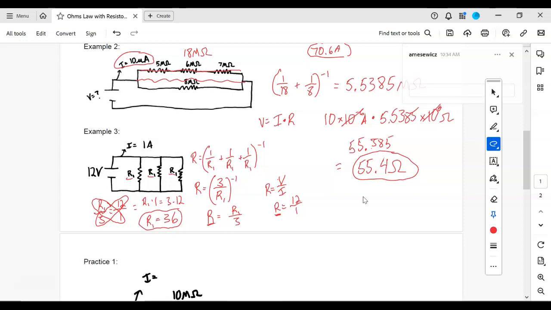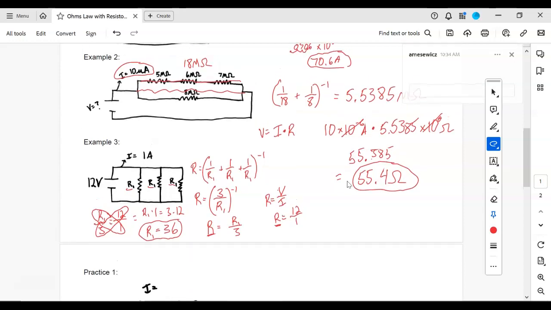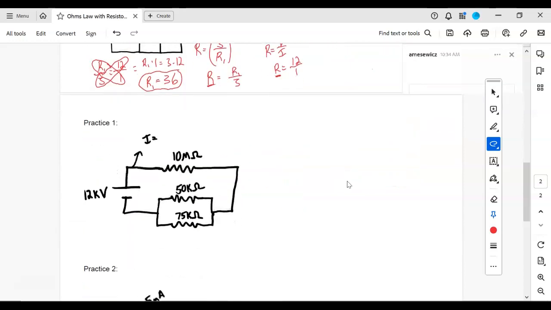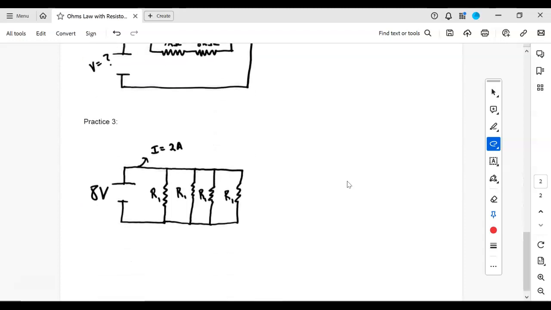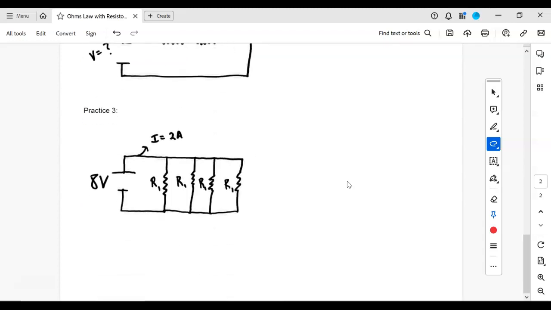Okay, so those were the example problems there. Hopefully you're starting to get this down, starting to understand it. What I'm going to have you do now is try these practice problems. And we will go over these practice problems in Friday's class to make sure that we're all on the same page before we do a little bit more practice on Friday and get into the final part of this unit. See you on Friday.